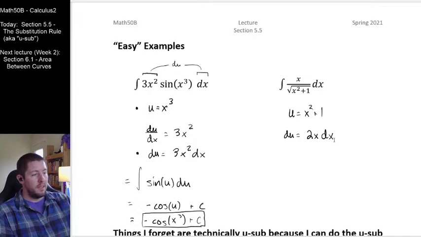This is really good for us. This looks a lot like what I have. I have x times dx in my integrand. Here's x times dx. My only little bugger about this is I've got this extra multiple of 2 right here.